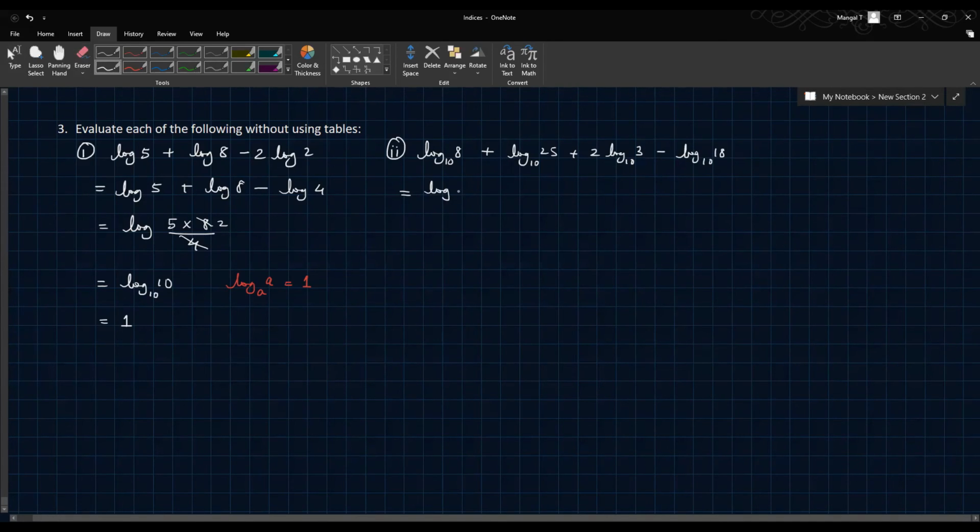This is an addition, so that goes into multiplication. This is also an addition, so that will be multiplication. Before that, this is 3 raised to 2, so that will become 9. And this is a subtraction, so that will go into division. 9 ones are, 9 twos are, 2 ones are, 2 fours are. So this will be log 4 into 25. That is log 100. Now we have studied that log 100 is 2.